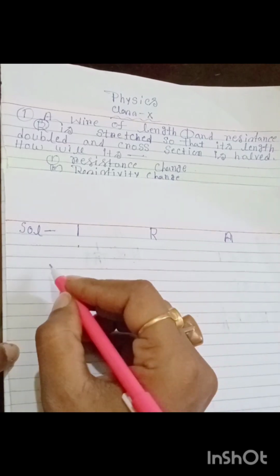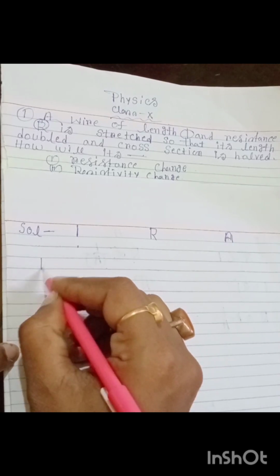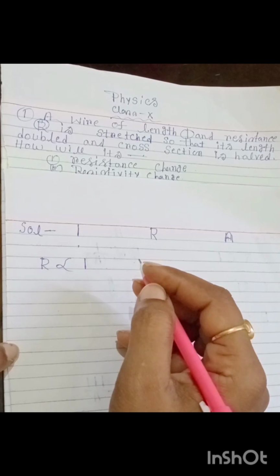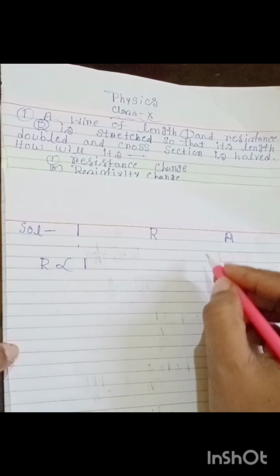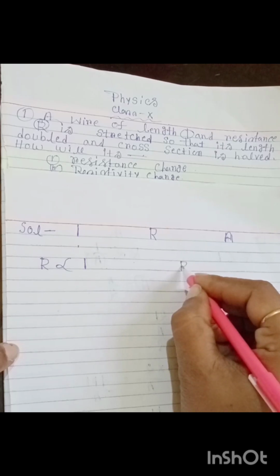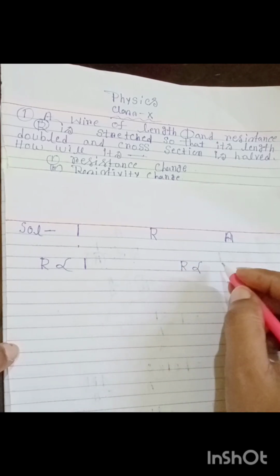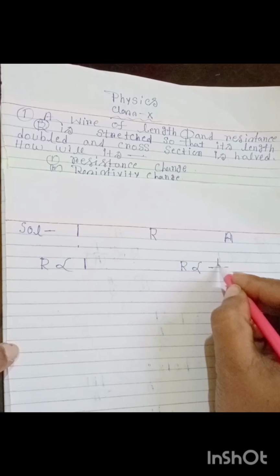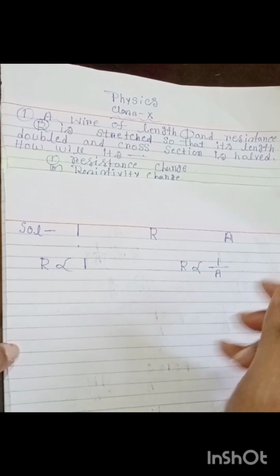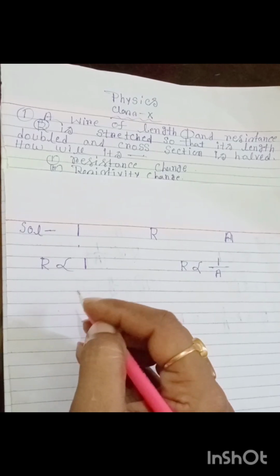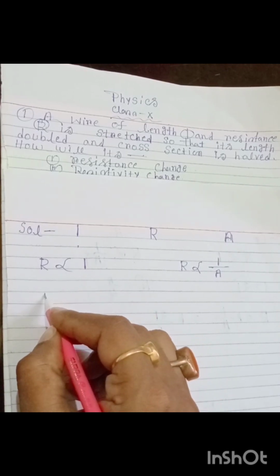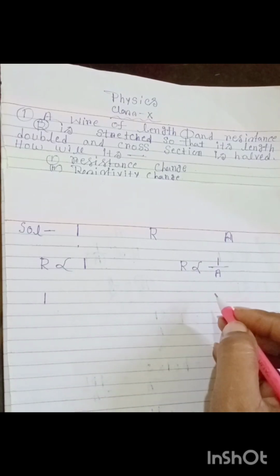So student, as we know, resistance is directly proportional to the length of the conductor or metallic wire, and in another way, resistance is inversely proportional to the cross section of the metallic wire. So student, in this problem we are given length and cross section.